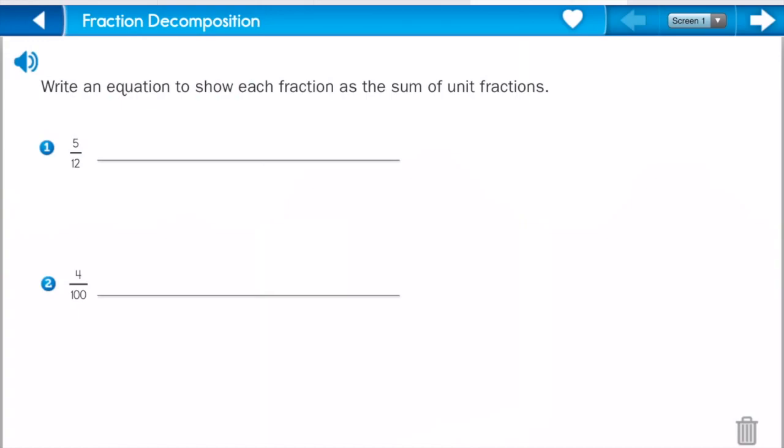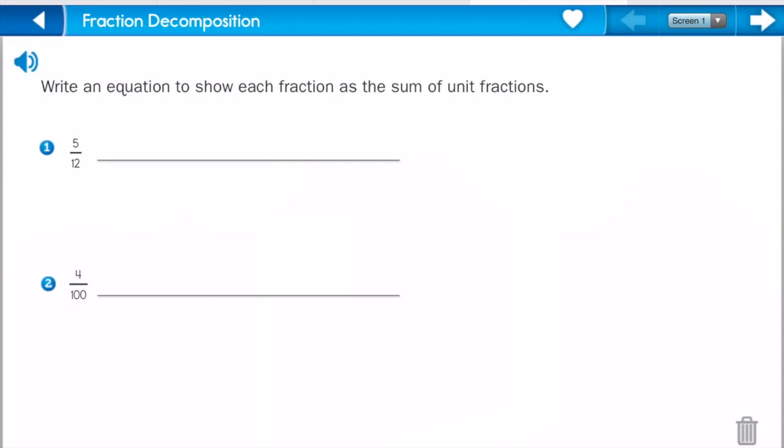Good morning. This is lesson 5-1. Today we are going to be learning about decomposing fractions and mixed numbers. On these problems, we're going to write an equation to show each fraction as the sum of unit fractions. First, I want to show you what a unit fraction is.